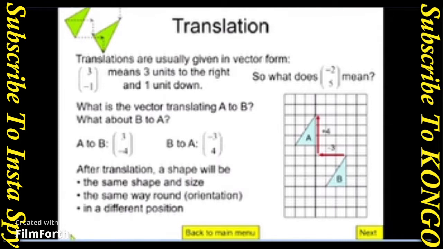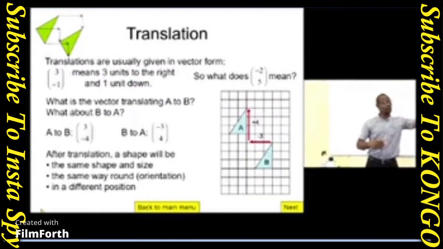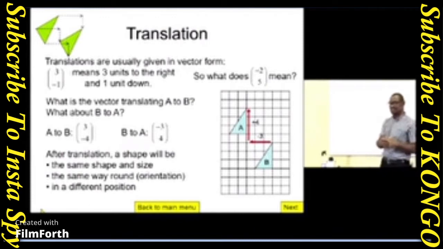So what are the characteristics of a translation? After translation, the shape will have the same shape and size, and the same orientation. Orientation means that if it was facing upright this way and it moves, it's still facing upright. It doesn't turn or twist. It remains the same.